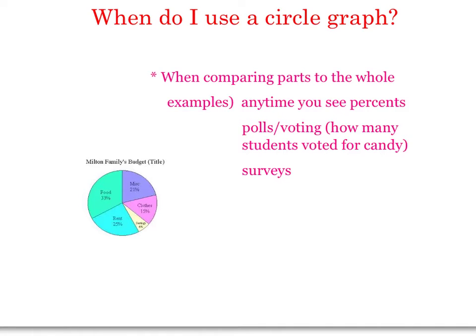When do I use a circle graph? Whenever you're comparing parts to the whole. Anytime you see percents, typically if you see something about taking a poll or if they're voting on something, like for example, how many students voted for candy in the picture there, or also anytime that there are surveys.